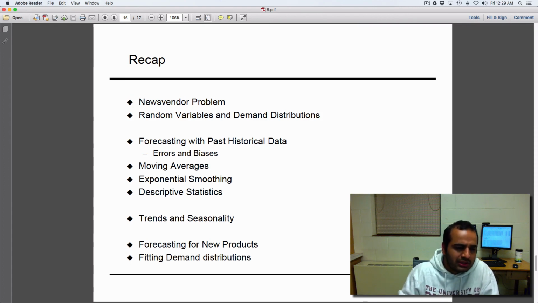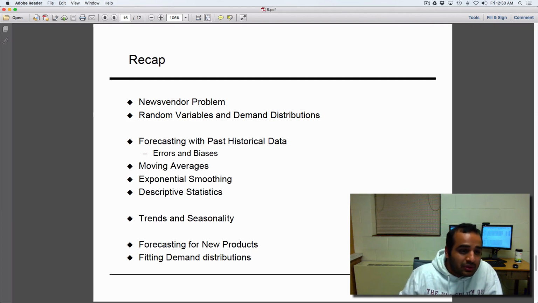So what did we do in this chapter? I introduced the newsvendor problem. We'll go into more detail on this later. We have set up most of the background knowledge for it. We introduced random variables. We really went back to the random variables idea a little bit more. We introduced demand distributions. We learned how to forecast demand with past historical data, which is a little bit interesting. We looked at forecast errors and biases in forecasts.